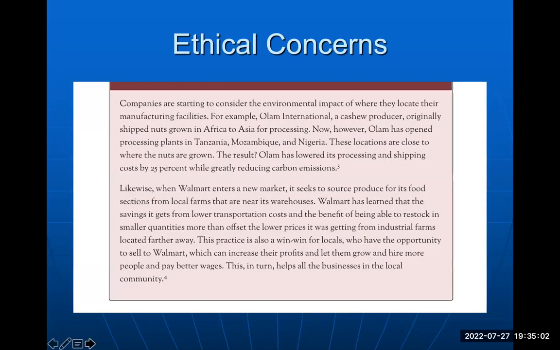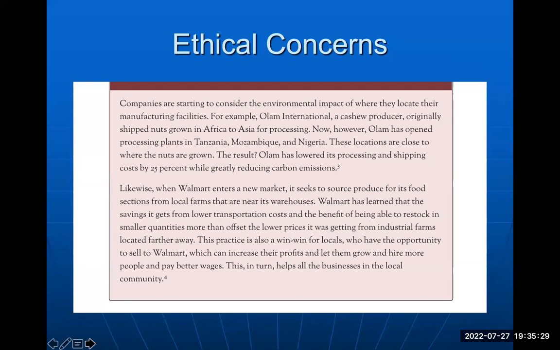Ethical concerns. The first thing I would want to ask you: when you hear the term ethical concern, what comes to mind? What are you thinking? Sure, like the concern of how it's going to impact the environment and the people around you in that environment.